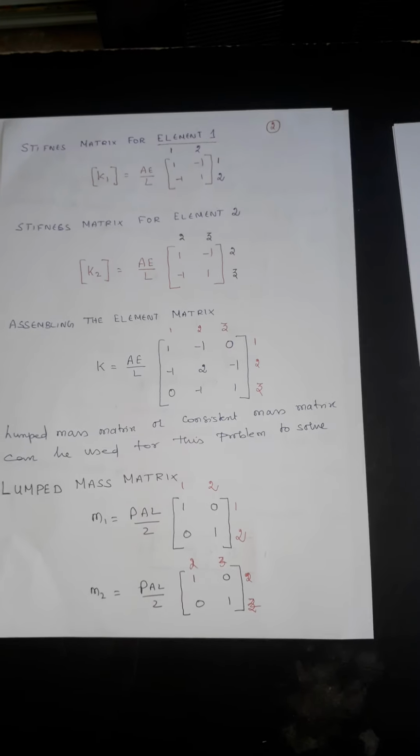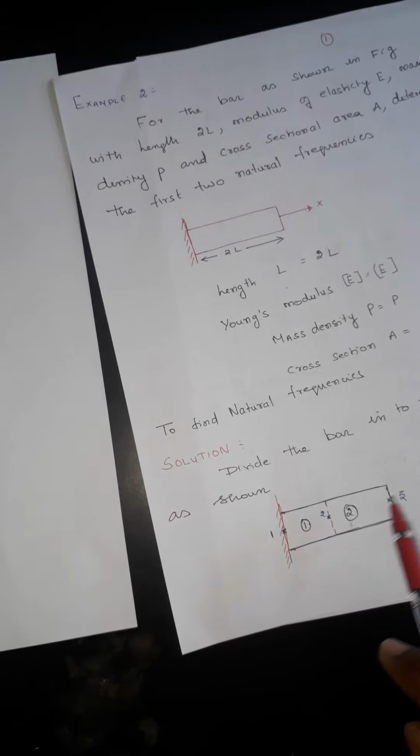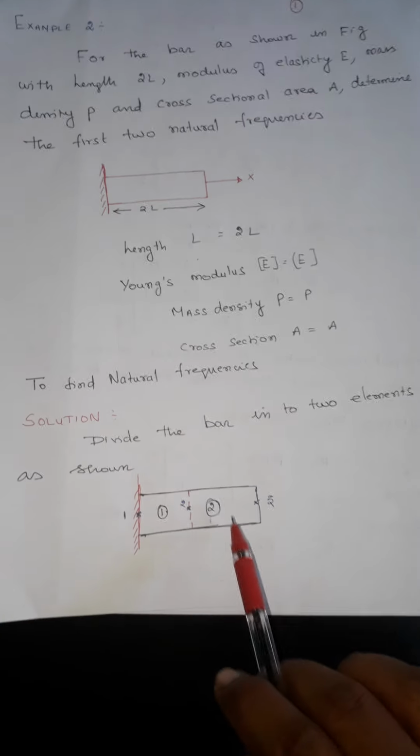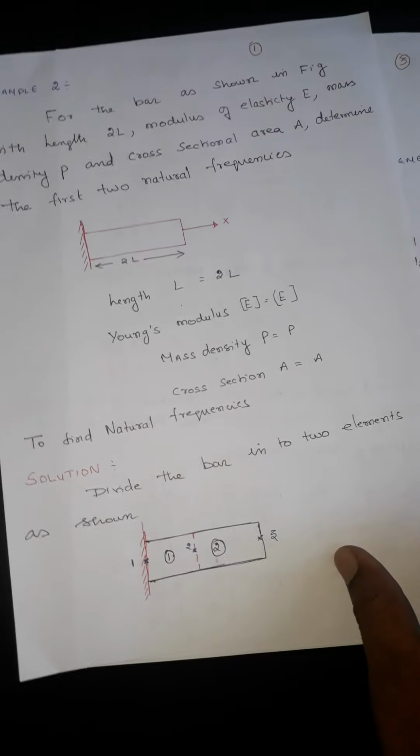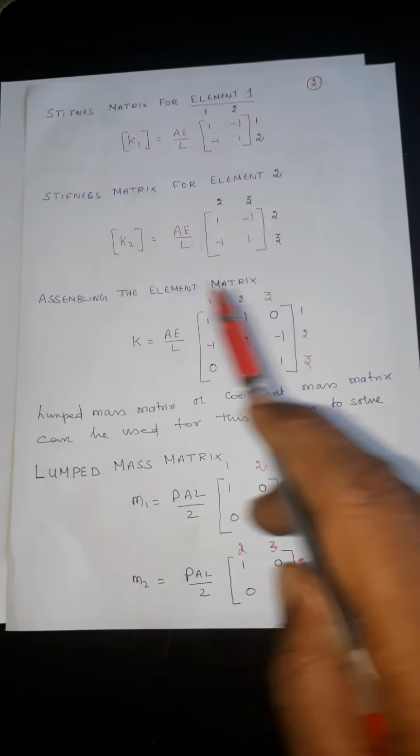So how to find that? Now the same equation we have to apply: (K minus m omega square) u is equal to f. That is the equation we are going to use. First, find the stiffness matrix for element 1. As I have divided the bar into 2 elements, there are 1, 2, 3 nodes. The stiffness matrix for element 1 is given, and the stiffness matrix for element 2 is also given.